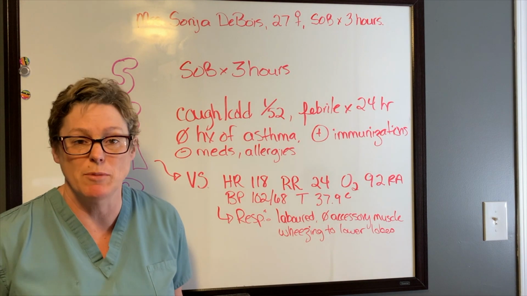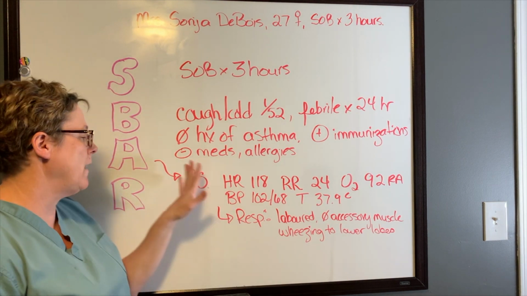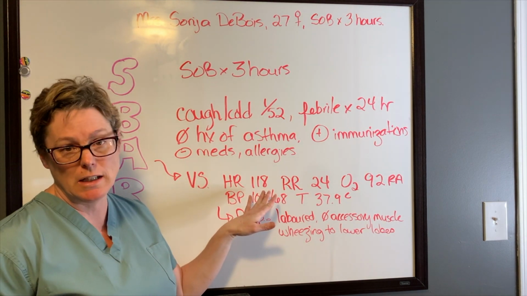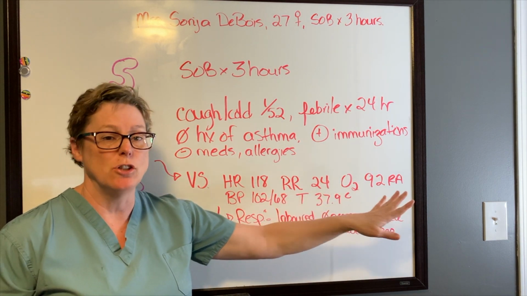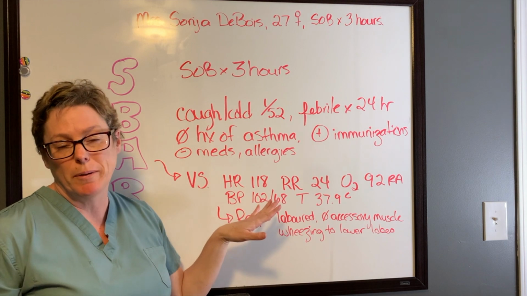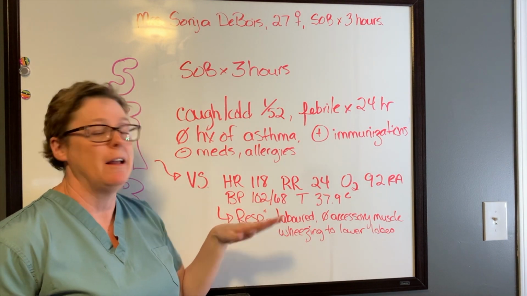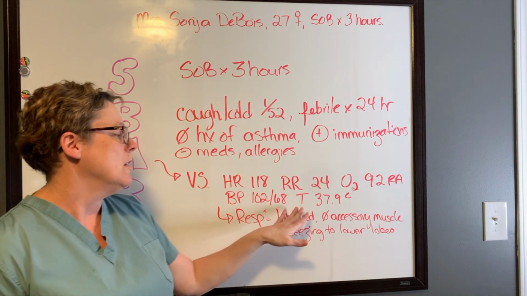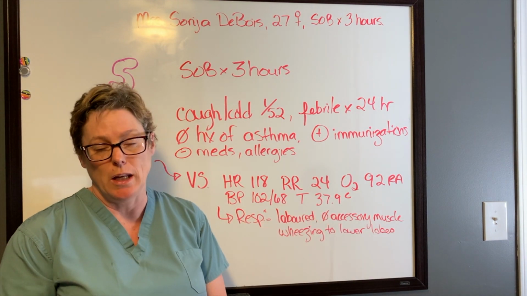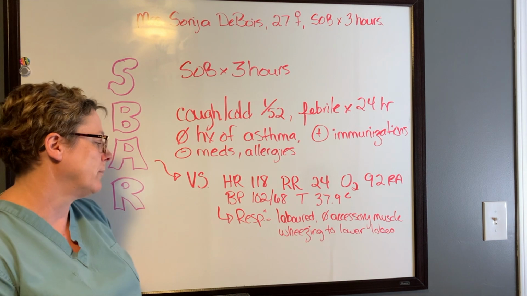Okay, so we've done our assessment on Mrs. Dubois, and what we found is that her heart rate is 118, respiratory rate is 24. On room air, she's sitting at 92%. She does have a lower blood pressure, 102 over 68, but this is our first time seeing her, so we don't know if that's her normal. And her temperature is 37.9, so she does have a mild fever.